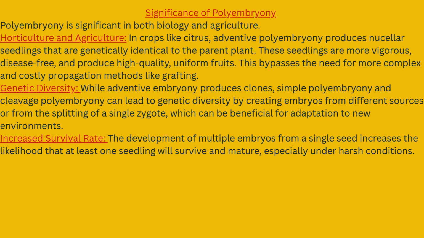In crops like citrus, adventive polyembryony produces nucellar seedlings that are genetically identical to the parent plant. It means it will work mostly in citrus plants. It has targeted the citrus plants, and it generates plants identical to the parent plant. It does not generate different species.